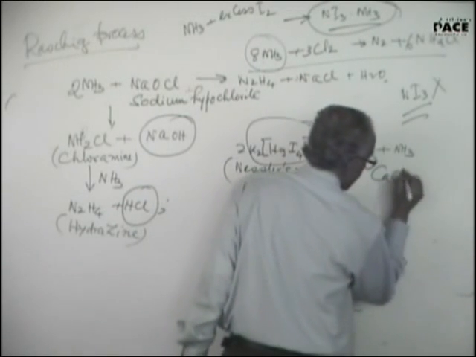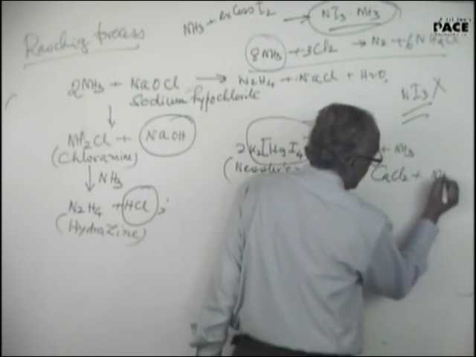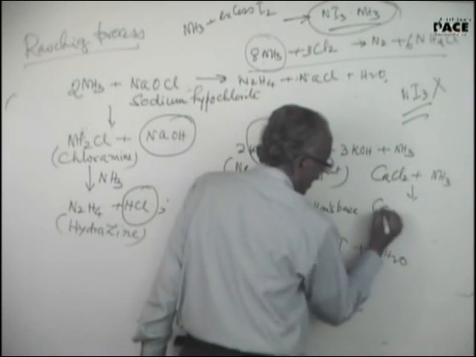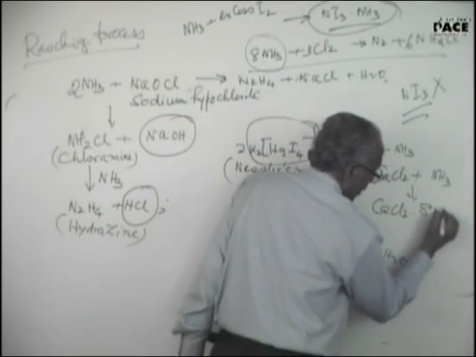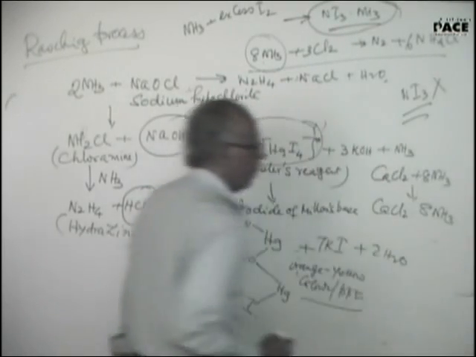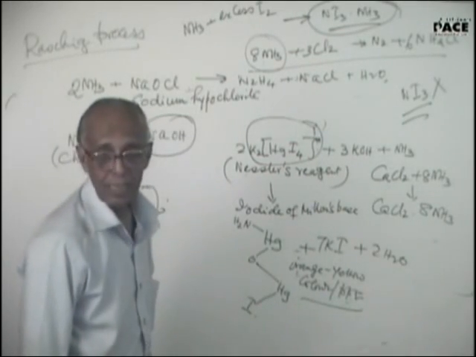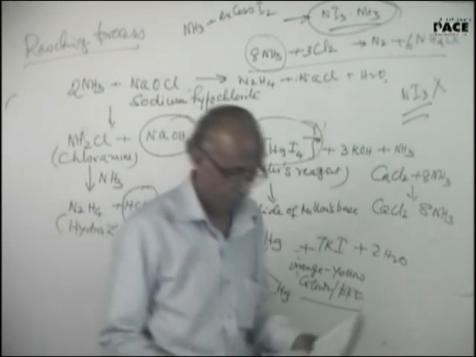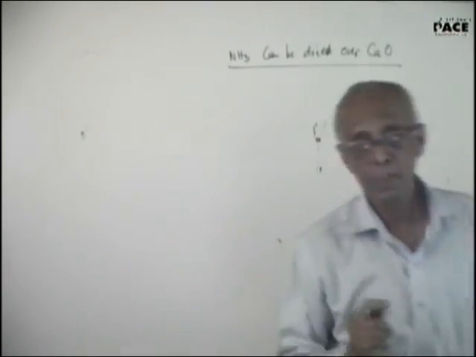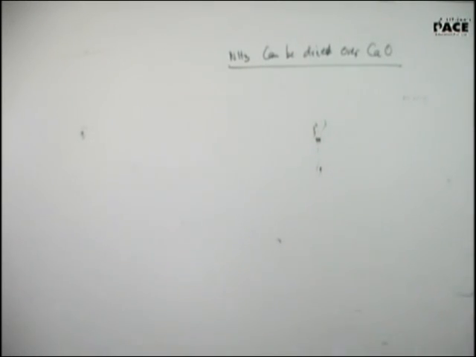Calcium chloride with ammonia forms an adduct, calcium chloride·8 ammonia. So 8 moles of ammonia react with calcium chloride to form this adduct. Ammonia can be dried over calcium oxide because calcium oxide is a basic oxide and ammonia is a base, so it will not react. It will remove the molecules of water from the ammonia gas and make the ammonia gas dry.